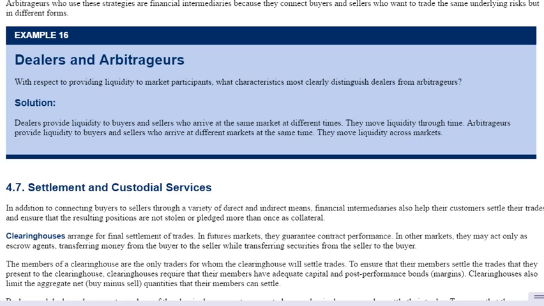So you can see that's excellent material for an exam question, that dealers provide liquidity to those who arrive at the same market at different times. They move liquidity through time, but arbitrageurs provide liquidity to buyers and sellers who arrive at different markets at the same time. They move liquidity across markets.